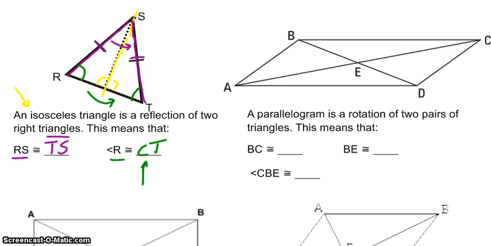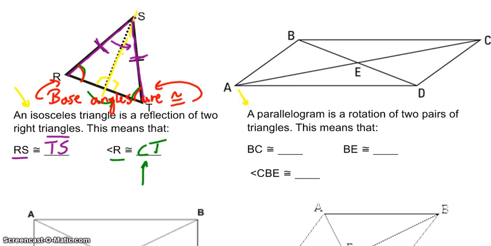Now, from this, we notice that in any isosceles triangle, these 2 angles right here, R and T, are called base angles. Okay? And base angles in an isosceles triangle are always congruent. So let's write that down as a little note. Base angles are congruent in an isosceles triangle. And those are those 2 angles right there that are across from these congruent sides that we talked about in the beginning.